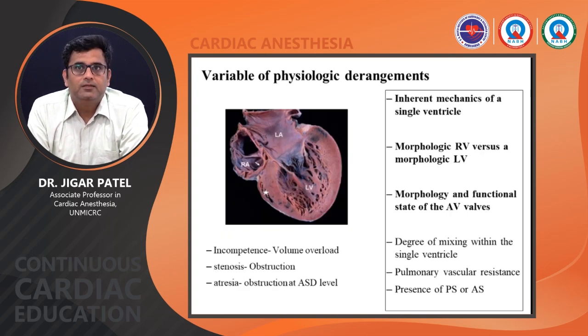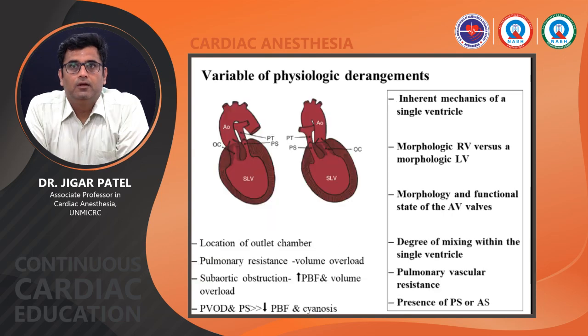So the third variable is the morphology and function of the single AV valve. If this AV valve guards the atrioventricular junction and is incompetent, then it will cause volume overload on the single ventricle. If there is a stenosis or atresia of this valve, then it will cause obstruction of flow either at the level of the valve or at the level of the ASD.